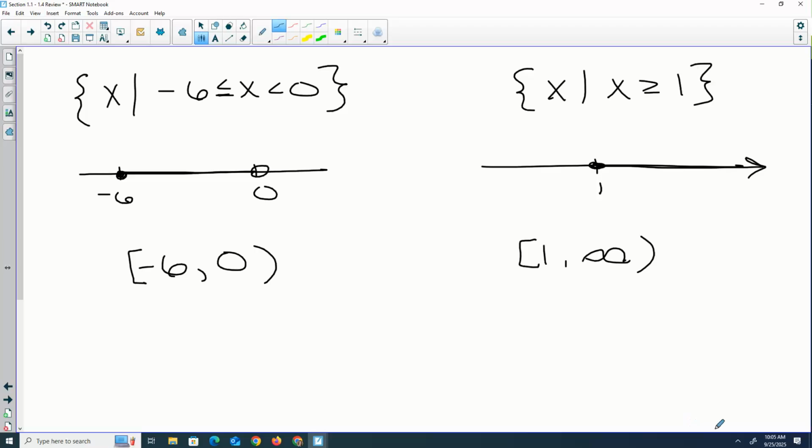Okay. So let's spread out. You need a pencil and a non-graphing calculator, please.